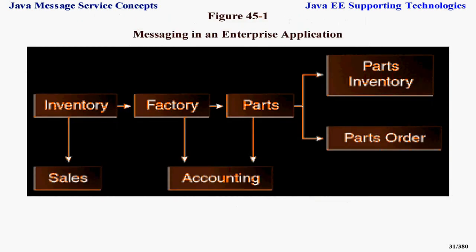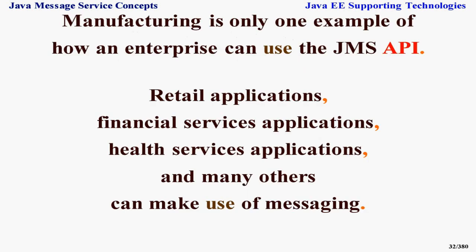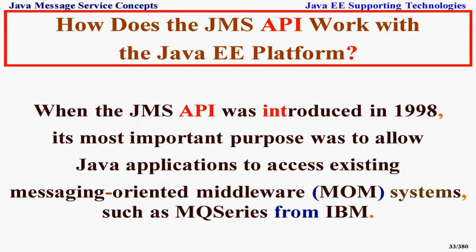Figure 45-1 Messaging in an enterprise application. Manufacturing is only one example of how an enterprise can use the JMS API. Retail applications, financial services applications, health services applications, and many others can make use of messaging. How does the JMS API work with the Java EE platform?